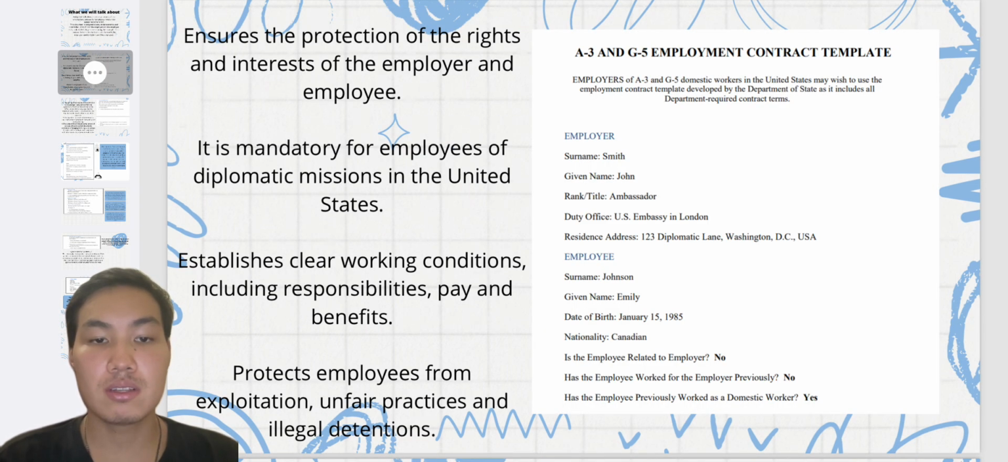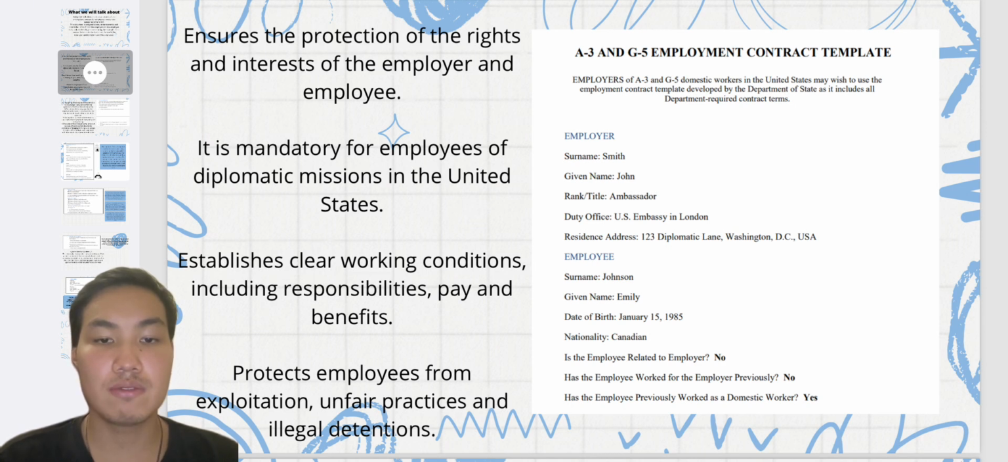So, slide number 1. The most important part of the contract is the definition of the parties. The details of the employer and employee are shown here. John Smith, the employer, is the US Ambassador working in London, and the employee is Emily Johnson, a Canadian citizen. This is important for understanding the legal basis of the contract.